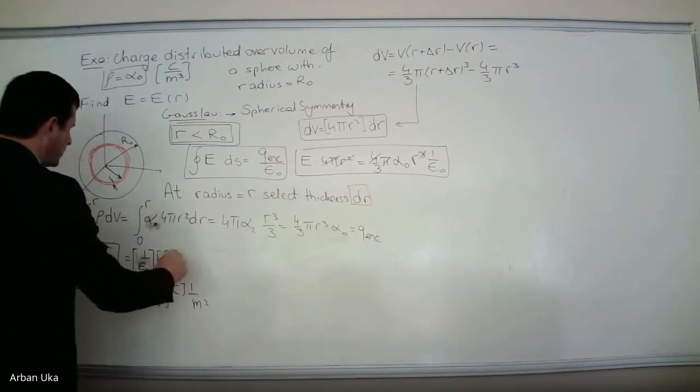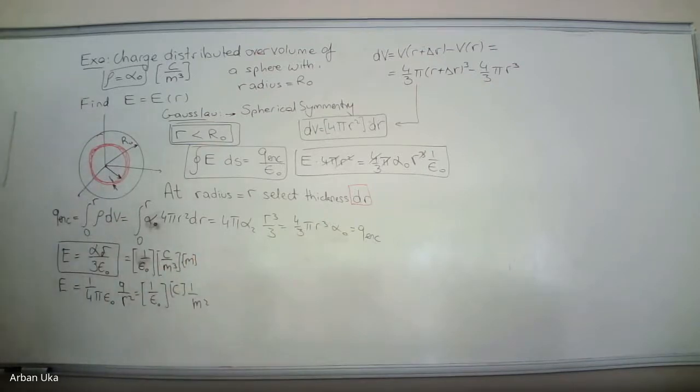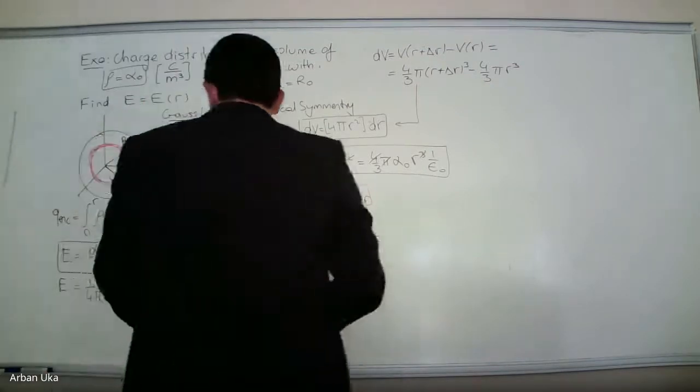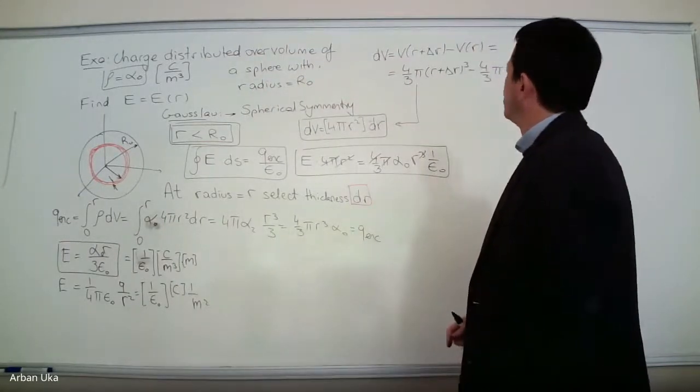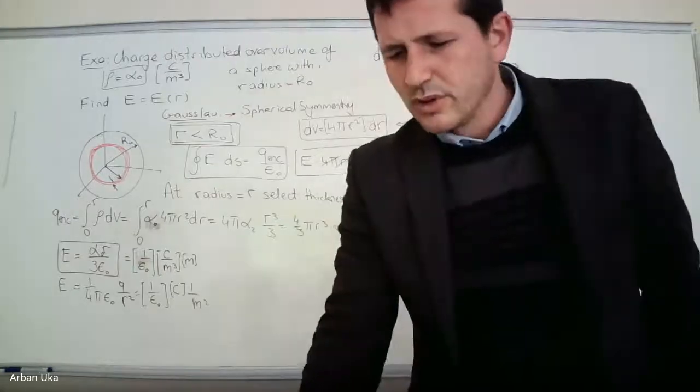Coulomb per meter cubed times meter, which is the unit of r. It looks like the units are correct. So we are good. Then, so this was one problem, or let's say one way to put the problem.